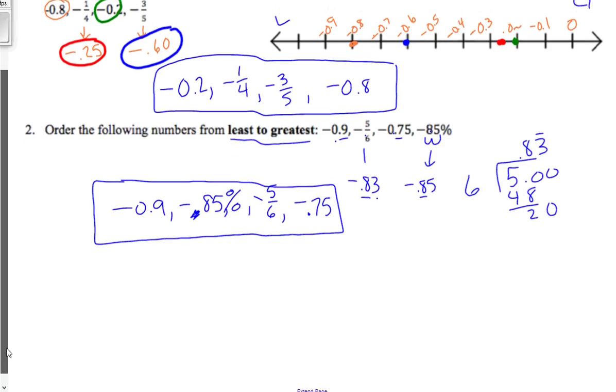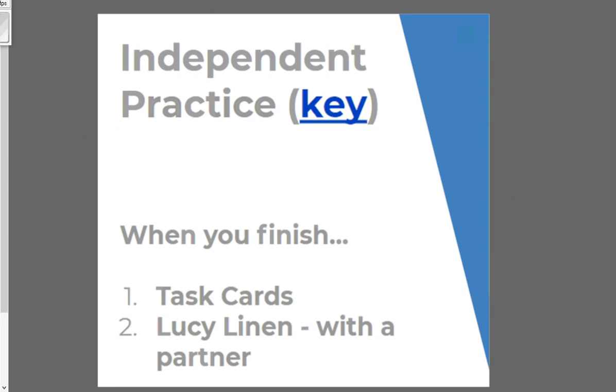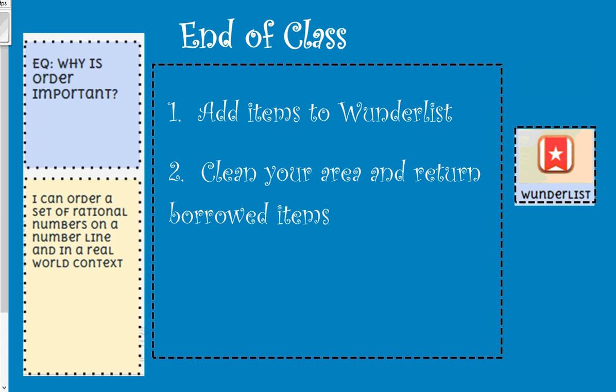All right, so the next part of this is your independent practice. When you finish your independent practice, submit it, and then open up the key and check your work. And then you can work on Lucy Linen from yesterday or work on the task cards. We're also going to complete a Socrative today to check where you're at, and then there's nothing to add to Wonderlist today as of right now. In class it could be different, so make sure that you ask and find out.